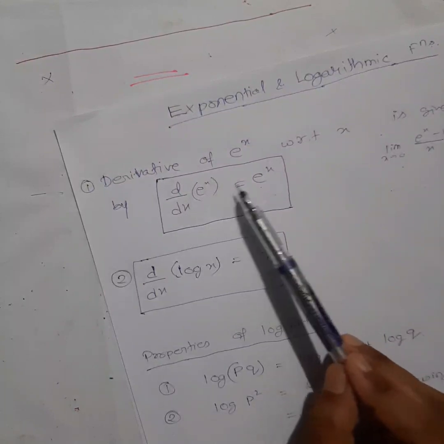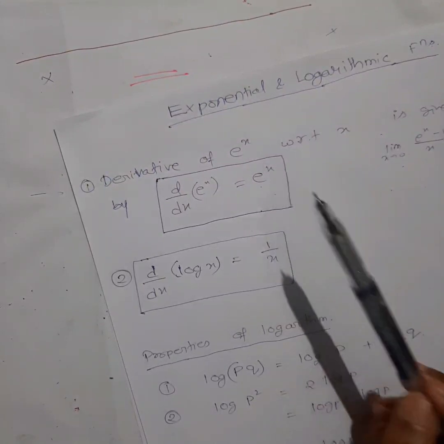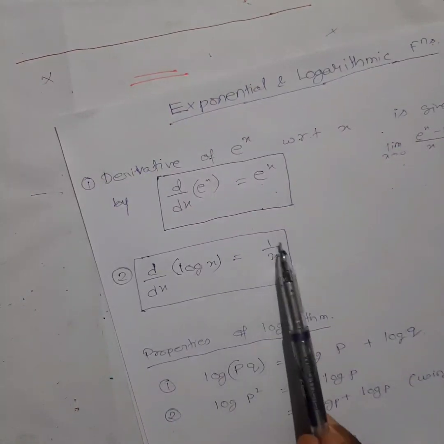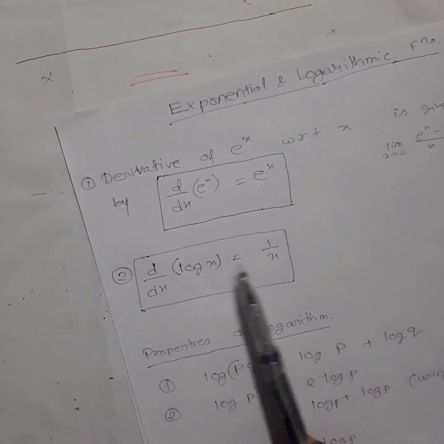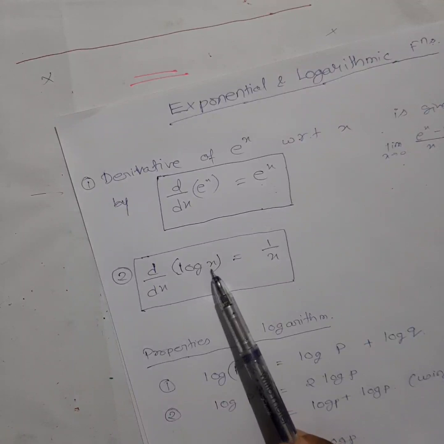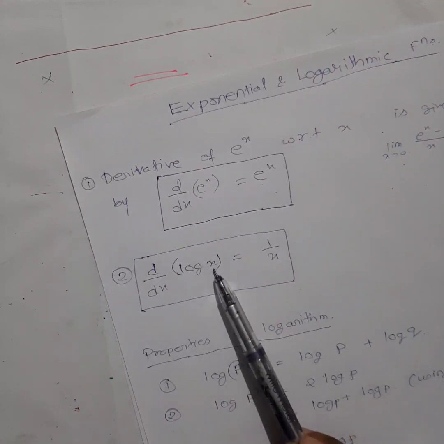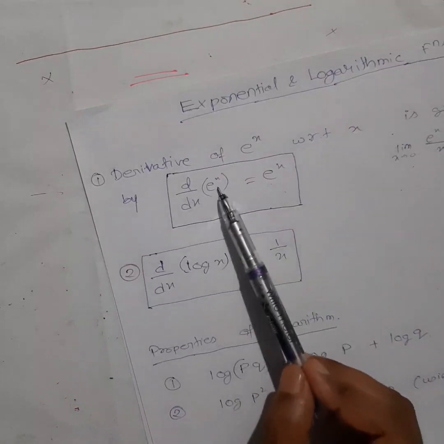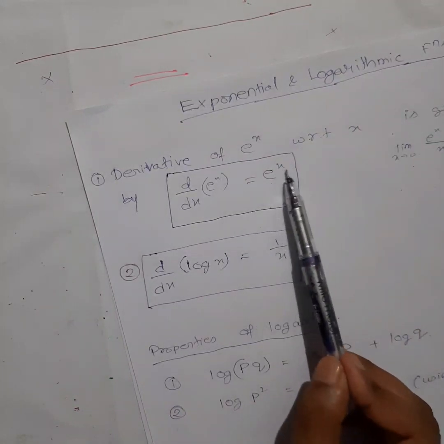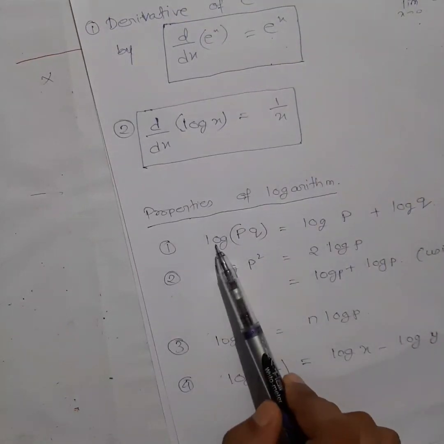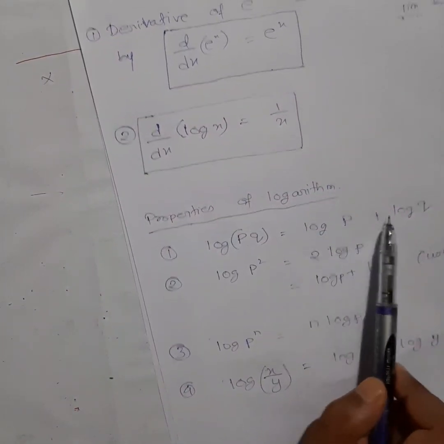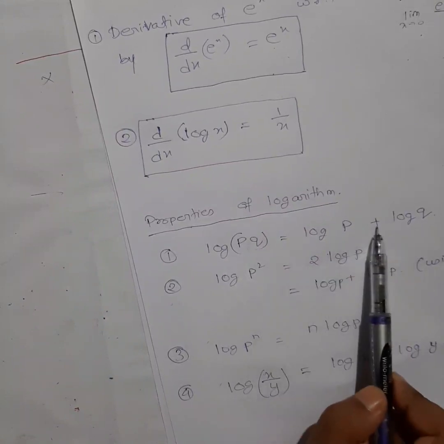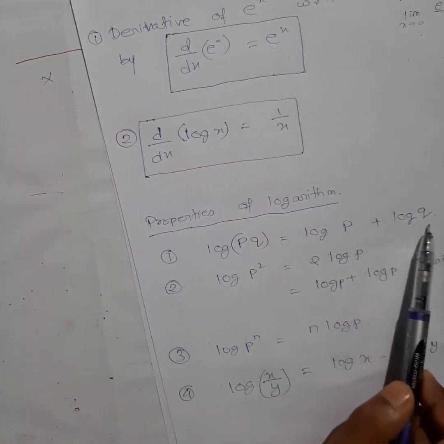So the derivative of e^x, just remember it is always e^x, e to the power x only. The derivative of log x is always 1 by x. When it is x here, it is 1 by x. If you have a different function here, in place of x something different, then you have to differentiate that again. Now based on that, some properties of logarithm: log of p into q is always log p plus log q. When it is a product, it will be addition, log p plus log q.